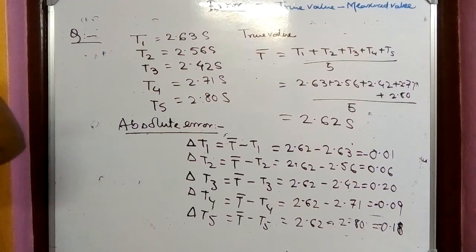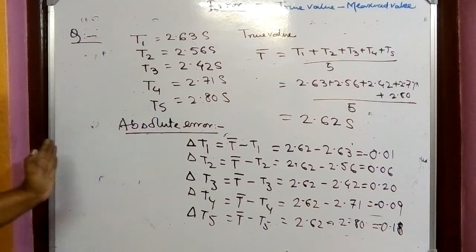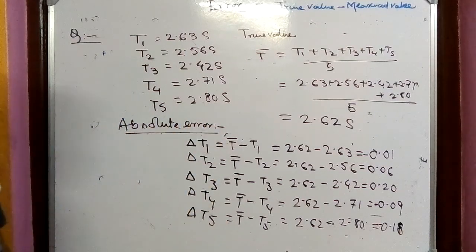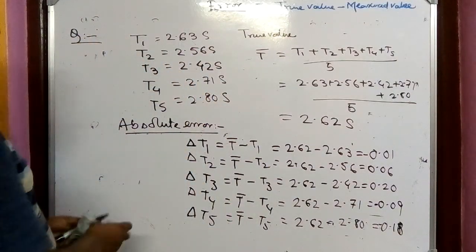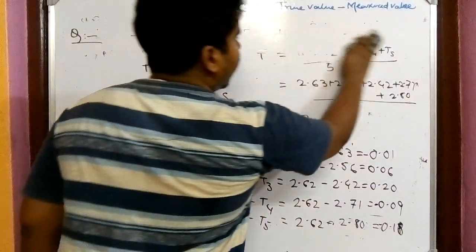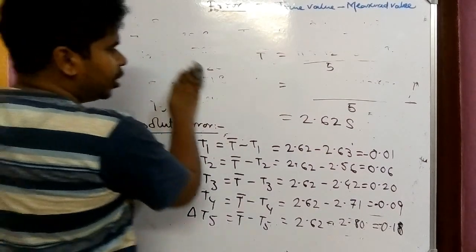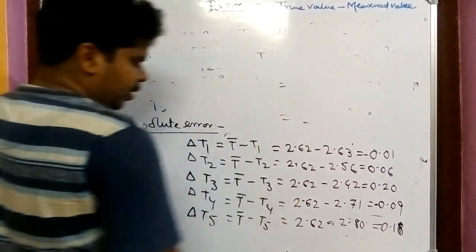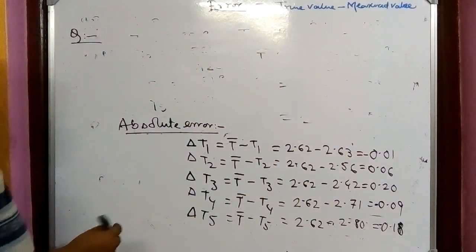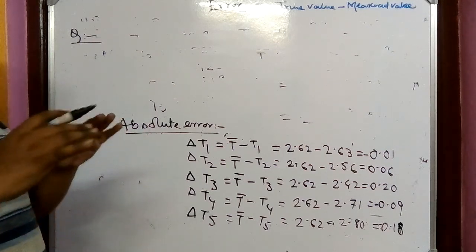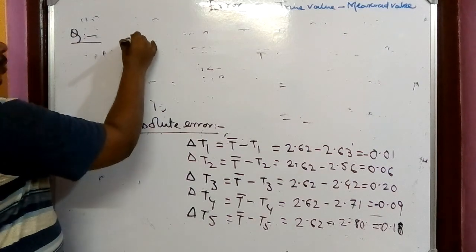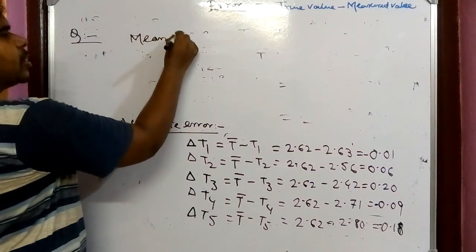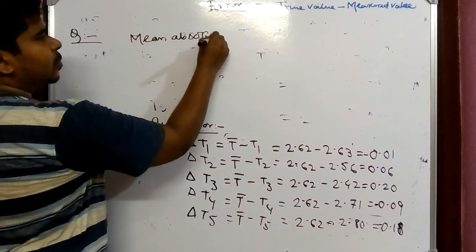Now we want to represent it. To represent it, we want to get the mean absolute error. The separate absolute errors we have got, from them we will get the mean absolute error. So you might be thinking it is a long, hectic process. Yes, the error calculation procedure is hectic, but it is easy. Mean absolute error.